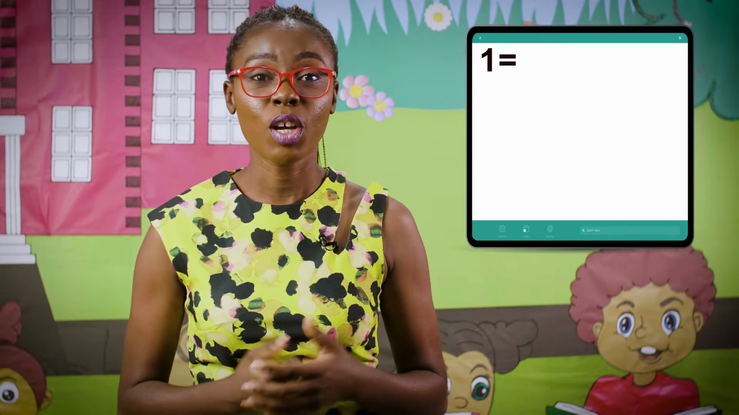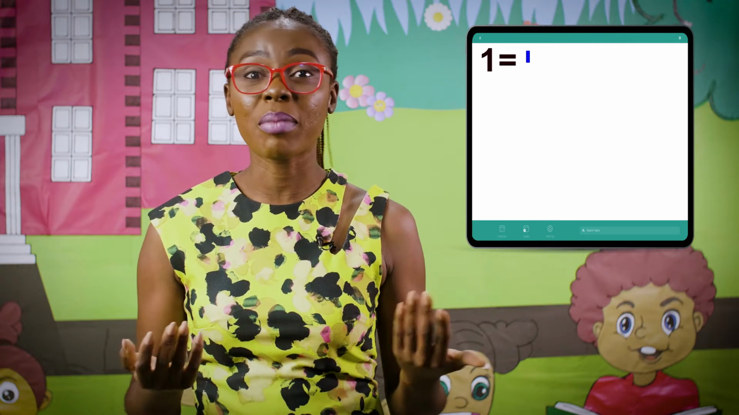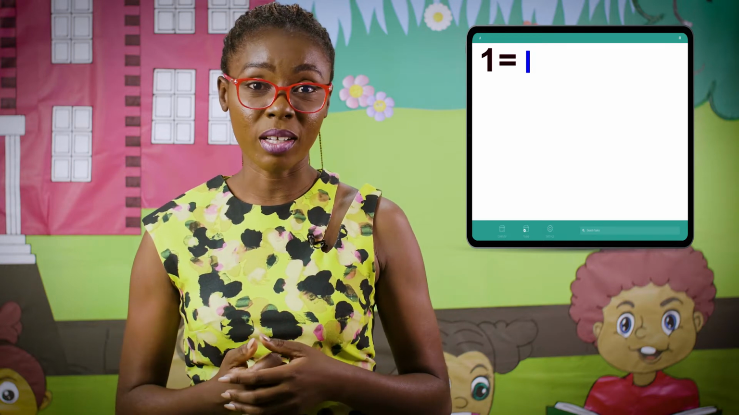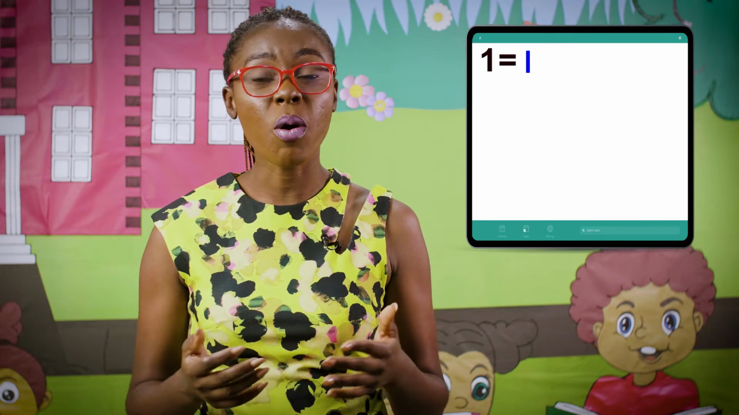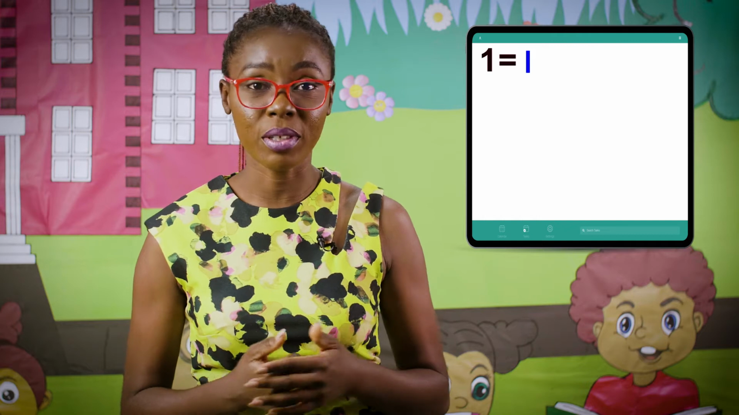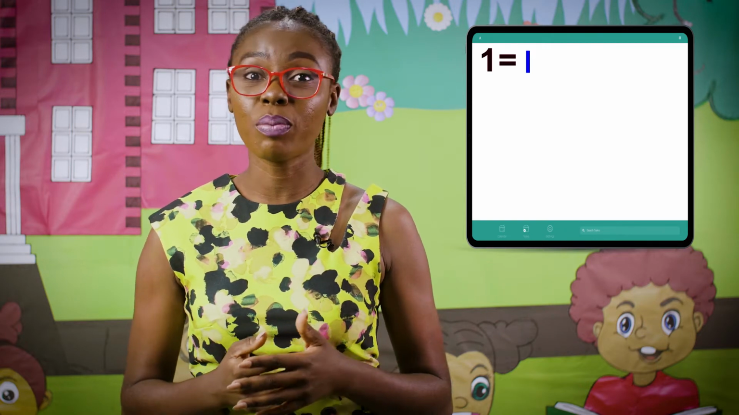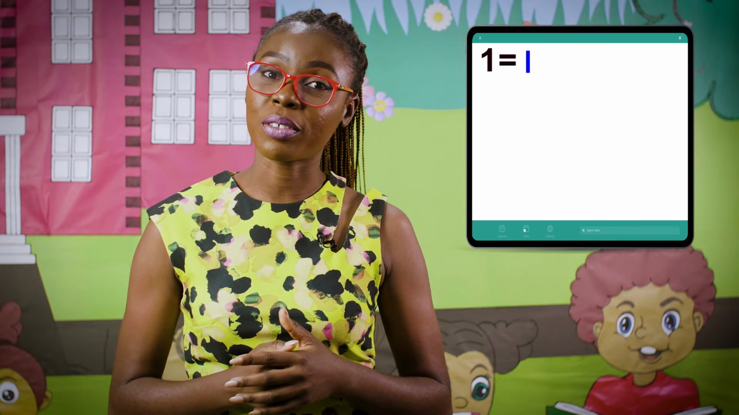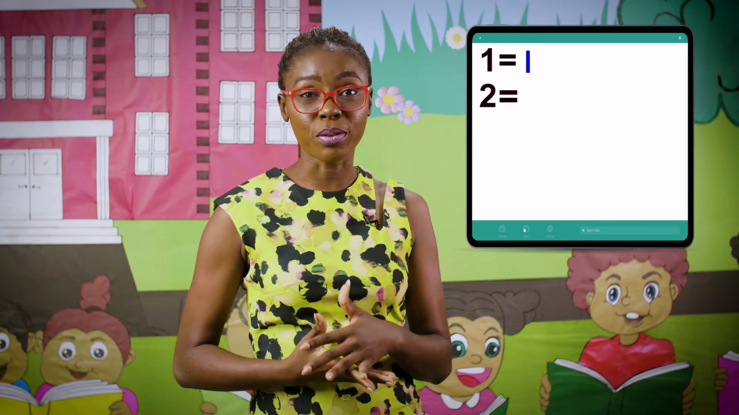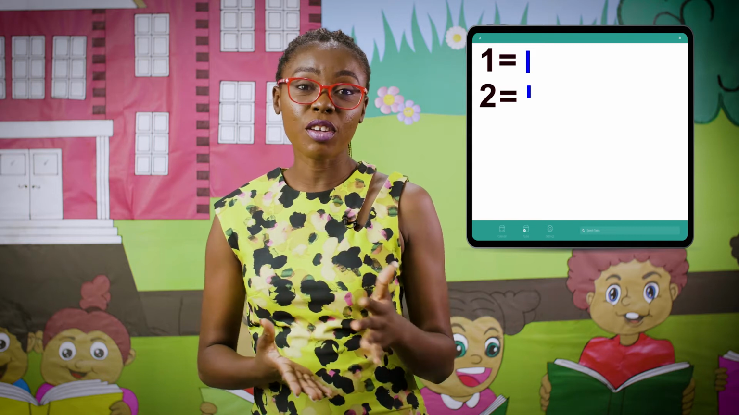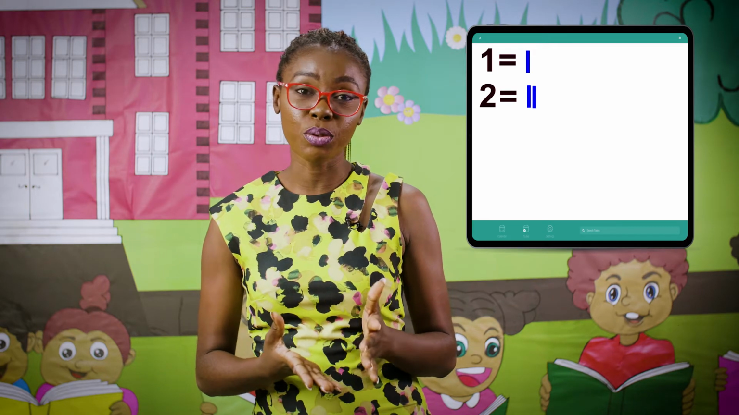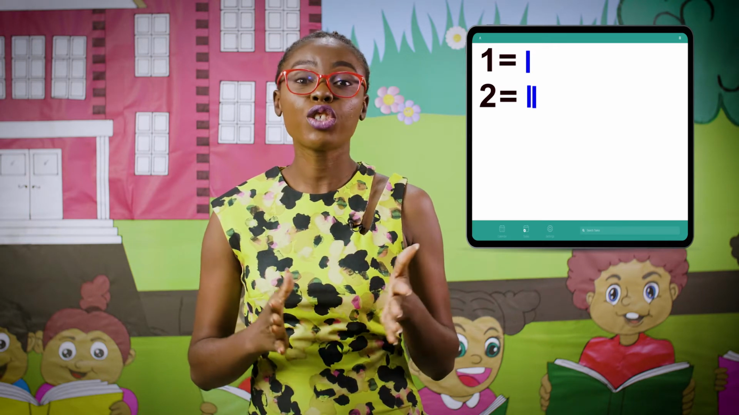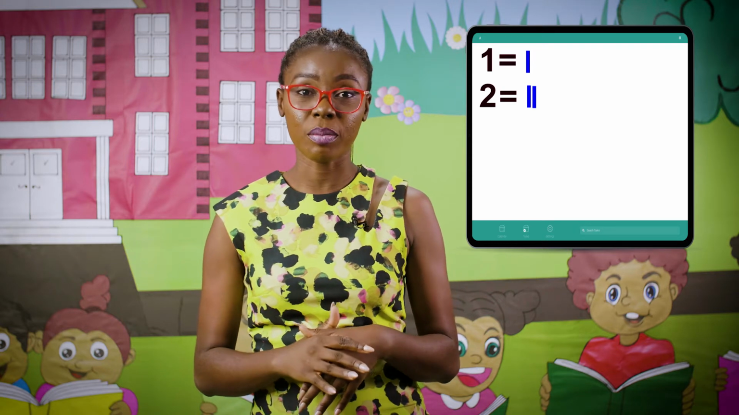Now, first number is 1. Already you can see that 1 is standing by itself with no partner. That means 1 is an odd number. There is no way you can group the number 1 in twos. 1 is an odd number. Now let's go on to the number 2. We can already see that the number 2 has a partner when you group it. So that means 2 is an even number.